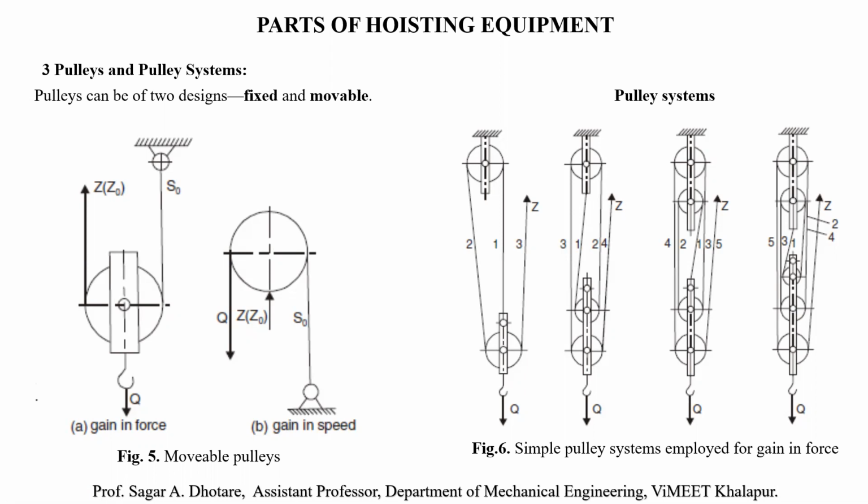Next one is the pulley system. The combination of several movable and fixed pulleys or sheaves, intended to achieve a gain in force or a gain in speed, is called a pulley system. In a pulley system, we can use movable as well as fixed pulleys to get a particular force or to maintain a particular speed. So figure number 6 shows a few pulley systems employed for gain in force.